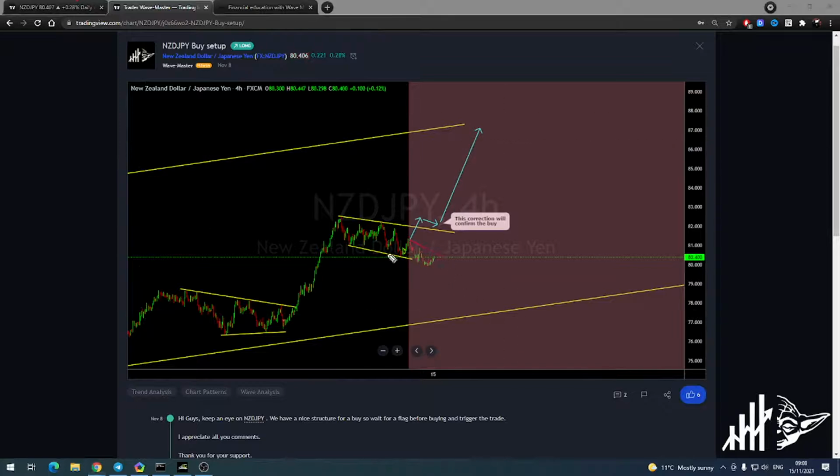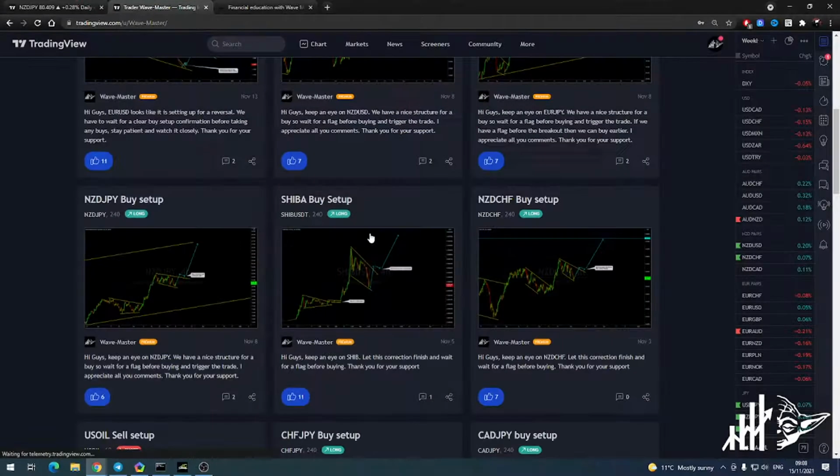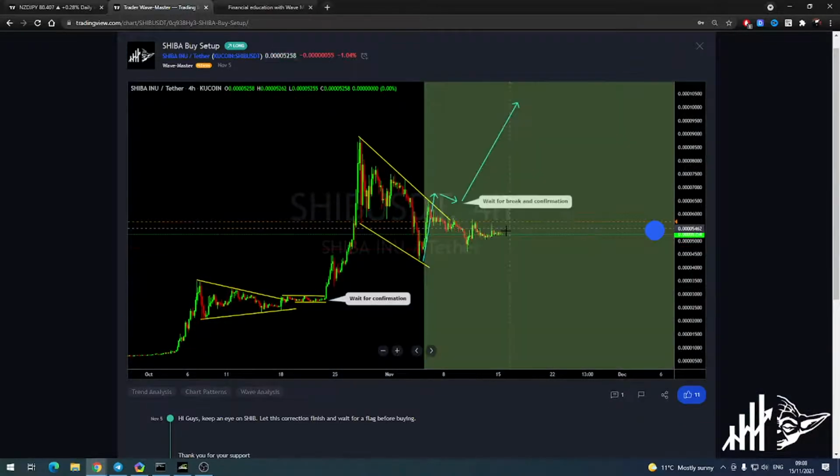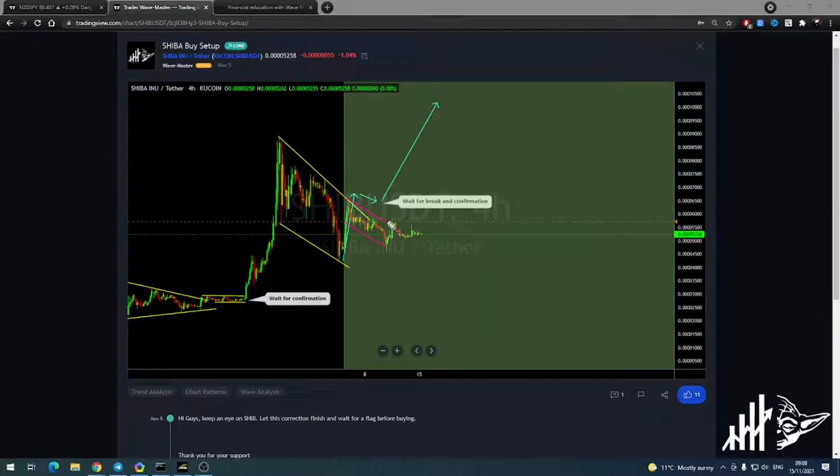So New Zealand yen, these two keep on pushing higher. Definitely you should not miss it. Shiba, it's still there, didn't move anywhere. It's trying to correct. There was one correction, another one is in the making. If this starts pushing higher, you can start watching for the buy. This could be a nice buy. If it starts breaking up, it will go and tag this high over there. So put it on your watch list and keep an eye on it.